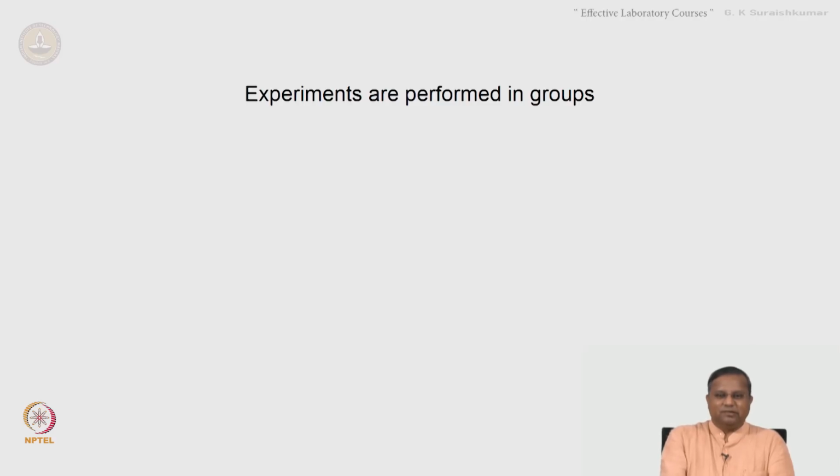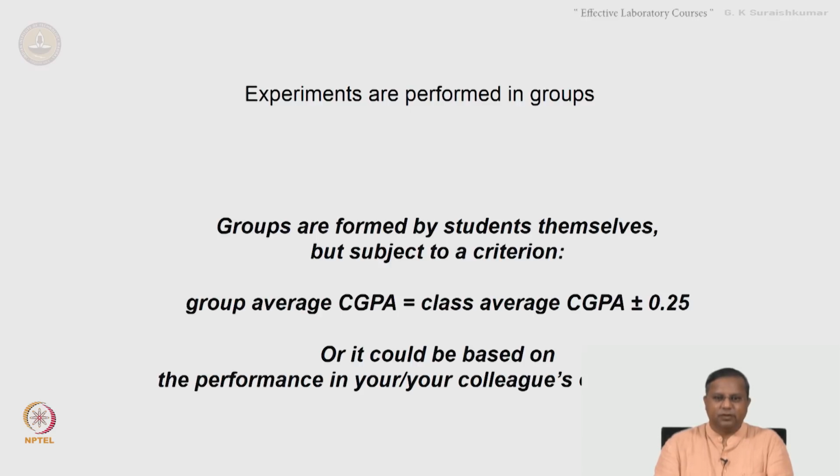What we did was, as usual, this is nothing new. Experiments are performed in groups, ideally 3 per group or 4 maybe. Beyond that it becomes a little too ineffective. 3 to 4 students per group. As was briefly mentioned in one of the previous lectures, these groups are formed by the students themselves.